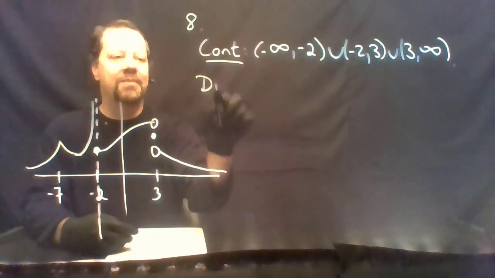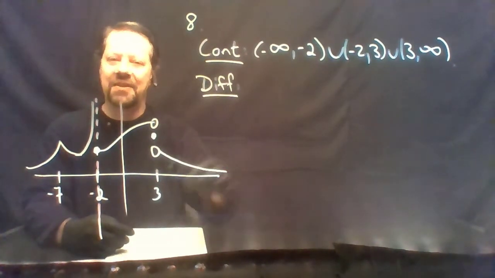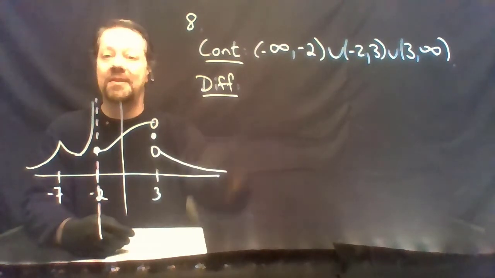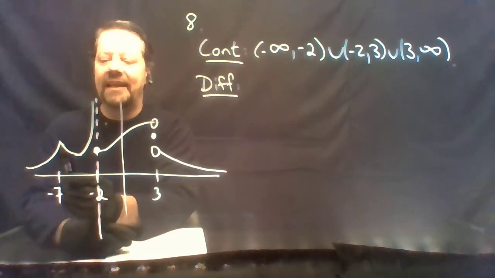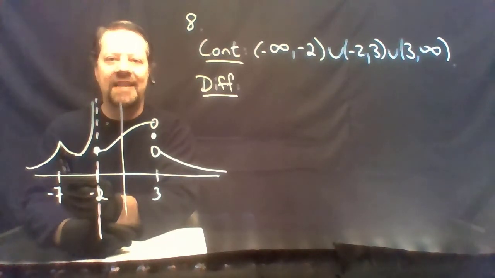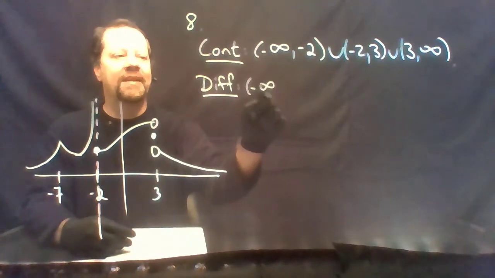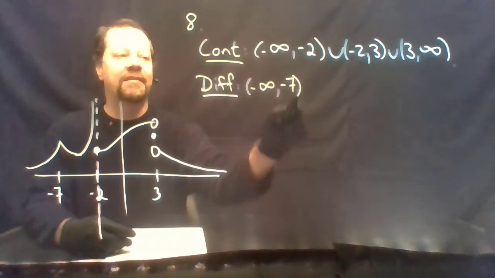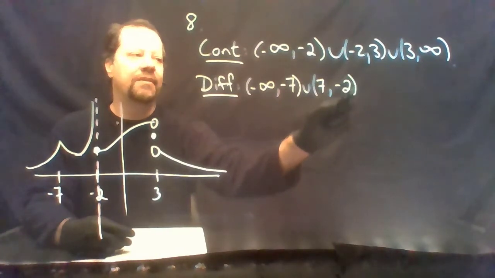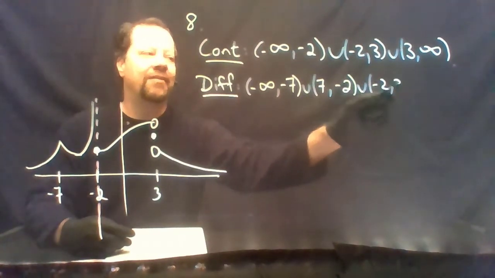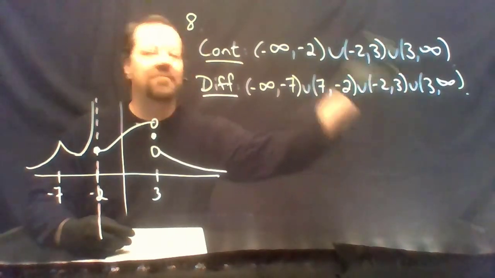Where is it differentiable? The function fails to be differentiable at the places it fails to be continuous, but it also fails to be differentiable at -7, where there is no well-defined tangent line, only that cusp. So from -infinity to -7, union -7 to -2, union -2 to 3, union 3 to infinity.